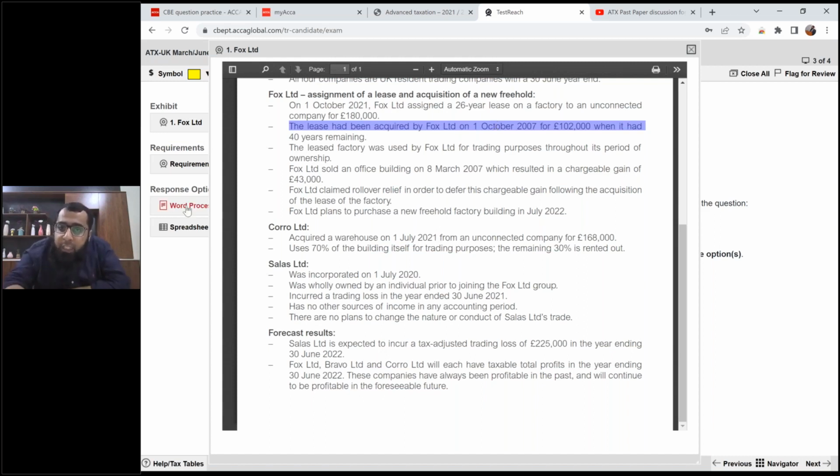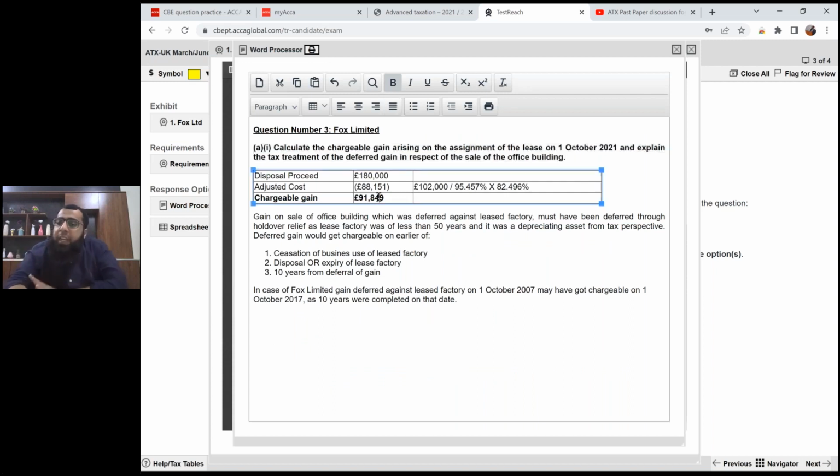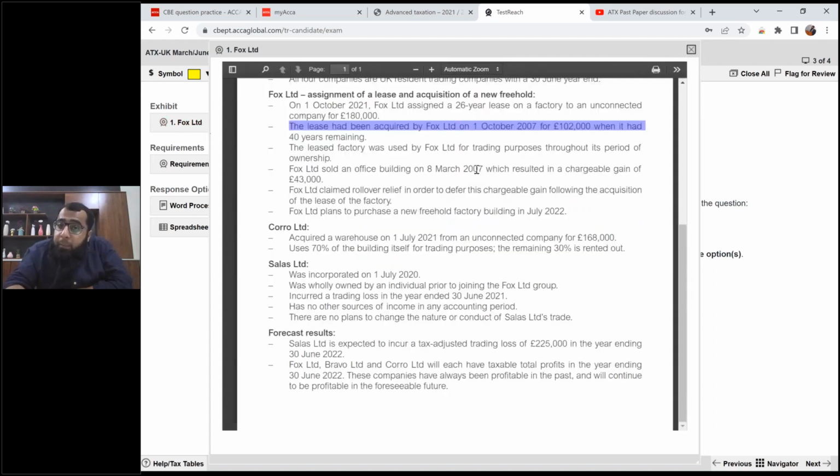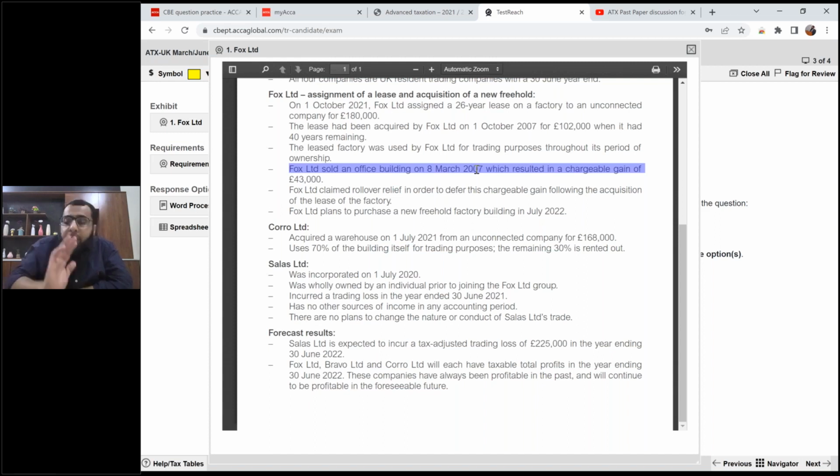Disposal of the lease property gave a separate gain of 91,849. Then talking about the deferred gain, the gain which was deferred in 2007 got chargeable in 2017 because 10 years were completed. In holdover, it gets chargeable after 10 years. I hope that I have made myself clear. Still, if you have any query, you can call me on my number. I'll explain you further.